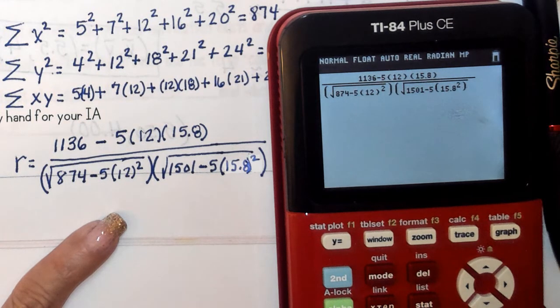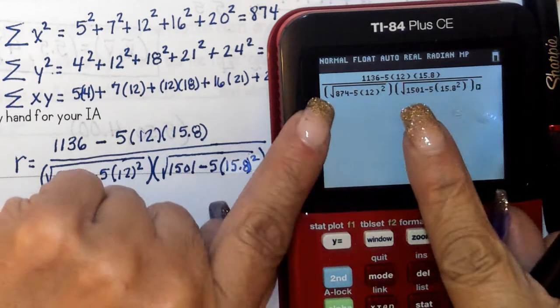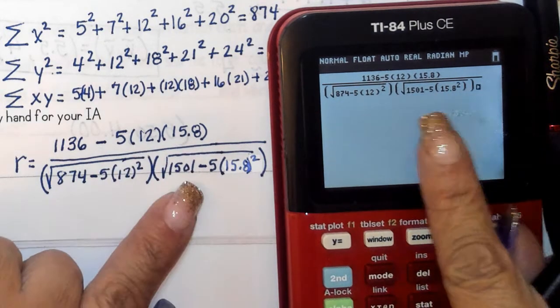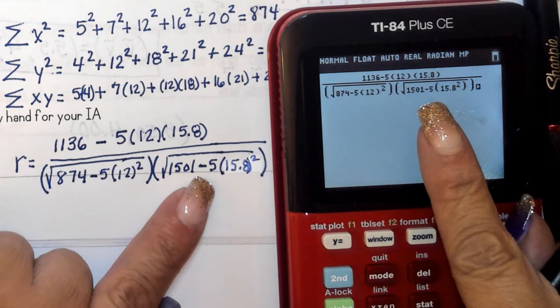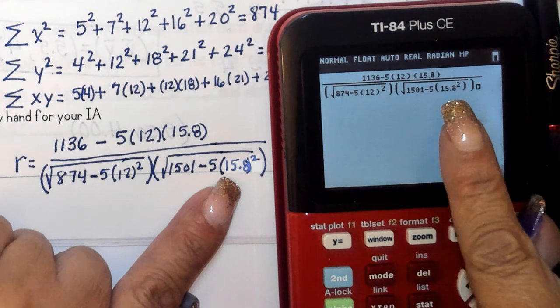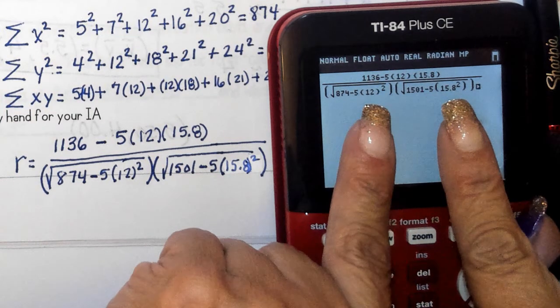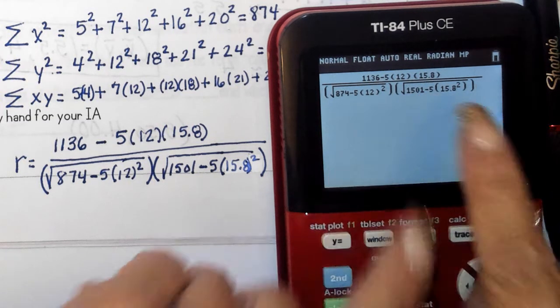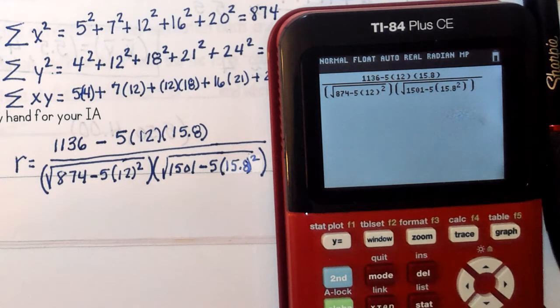And then move out. And then double check that you close everything. So I've got these big parentheses times these. And I want to make sure that 1501 dash 5, 15.8 squared. Okay, you might notice that these look different, but it doesn't matter. It's still just squaring the 12. All right, if I did it right, I got R is 0.9528.